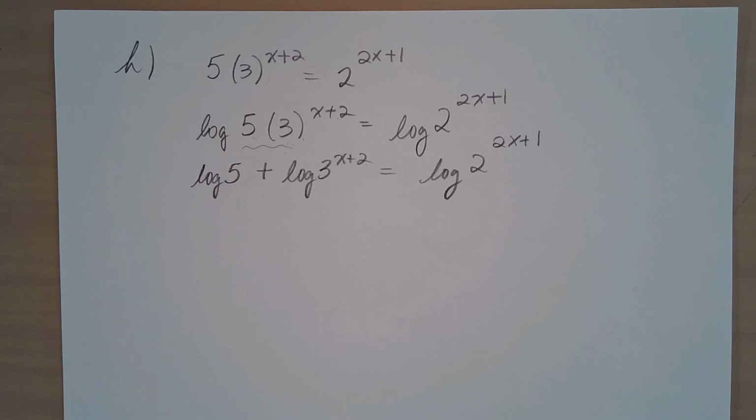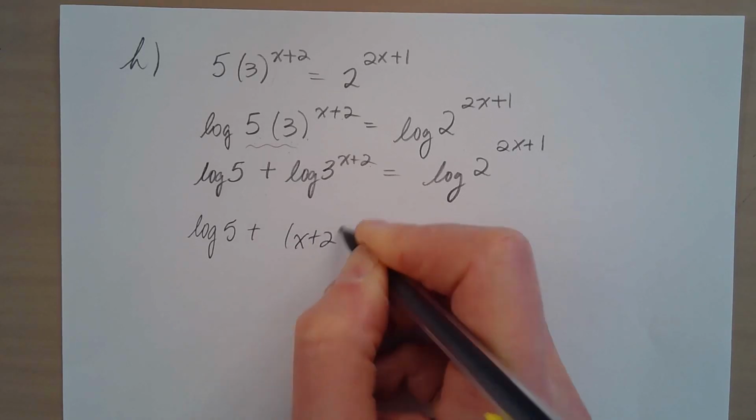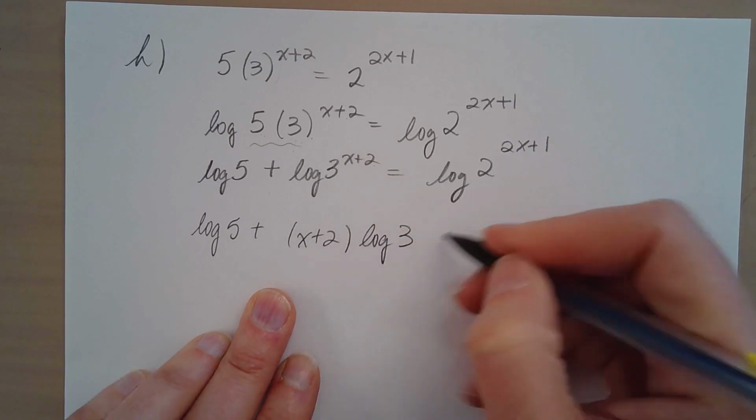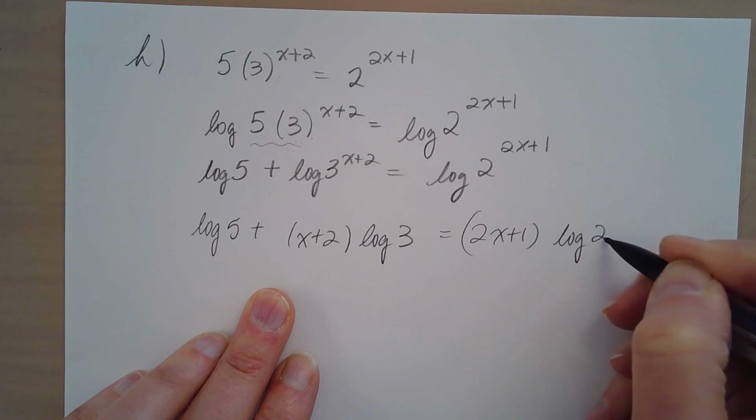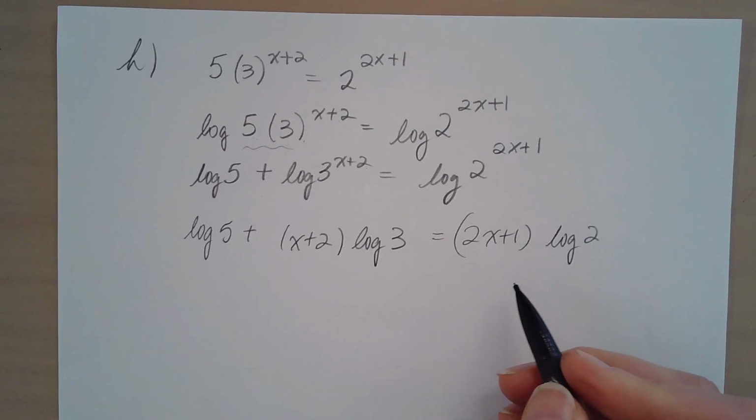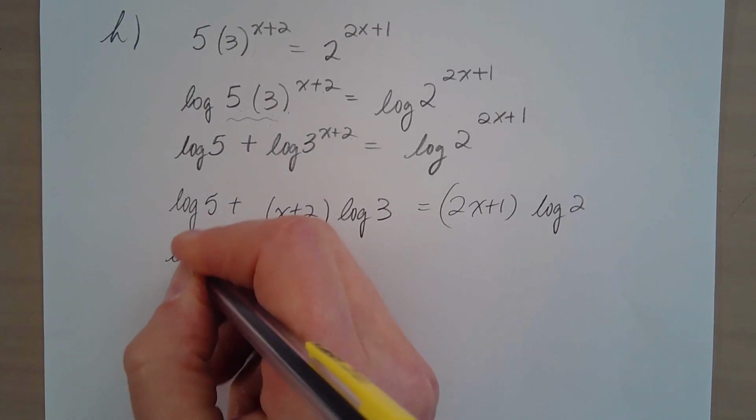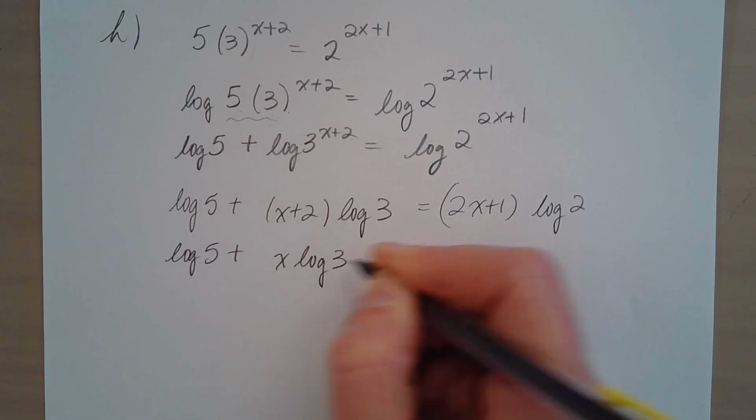Okay, let's see how everyone did so far. So, bringing my exponents down as coefficients, I get log of 5 plus x plus 2 log 3. Don't forget that it's a binomial you're bringing down, right? So bracket it off so you don't forget to multiply through appropriately. If you don't bracket it off, you'll forget to multiply. All right, I have to multiply through to get rid of my brackets, to get my x's outside the brackets so that I can start collecting like terms.